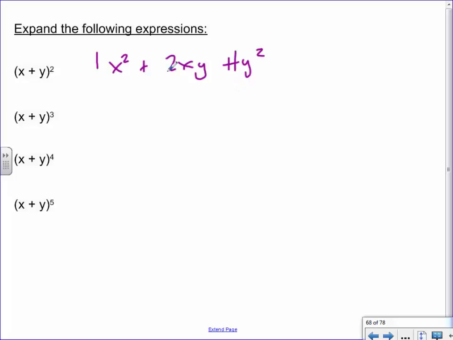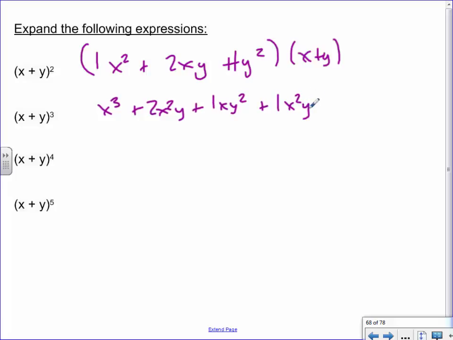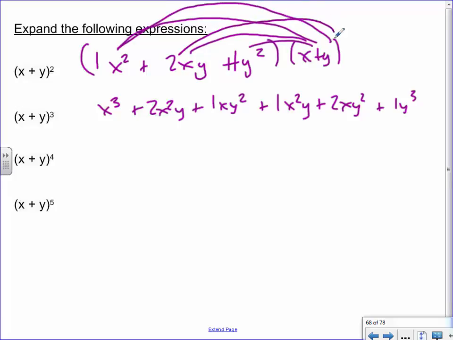If we were to FOIL, let's just FOIL one more. Let's say you FOIL that by an extra x plus y to give us this next one right here. Here's what you'd get. You get x to the 3. You get 2x squared y. You'd get 1xy squared. You'd get 1x squared y. You'd get 2xy squared. And you'd get 1y to the 3. So if you can't follow what I did, this times this times this, and then this times this times this. I FOILed it out, so I got 6 terms.